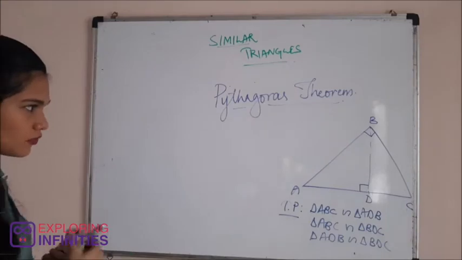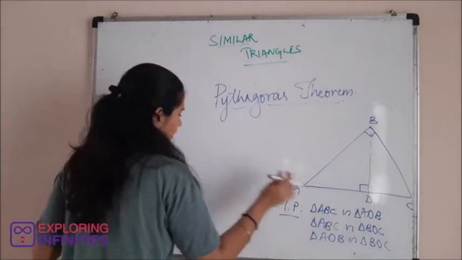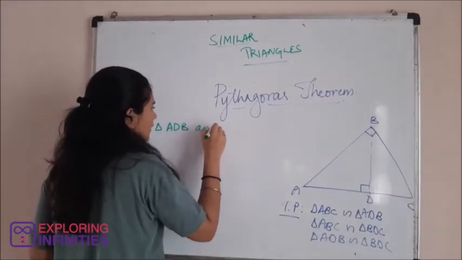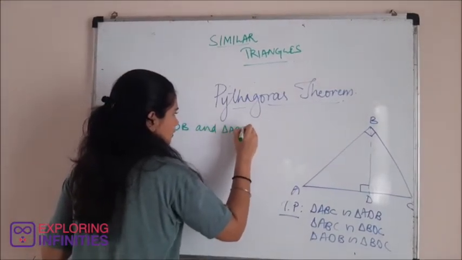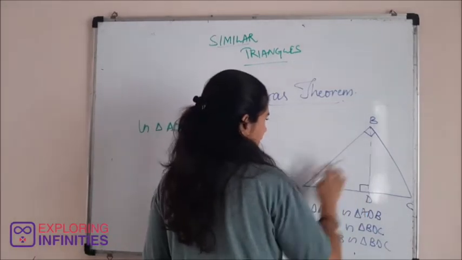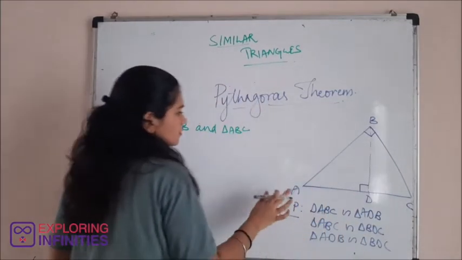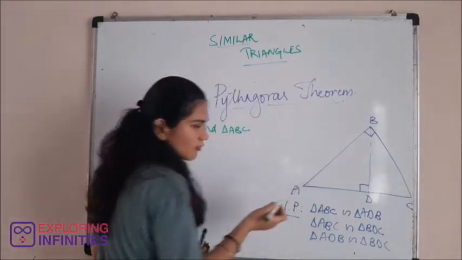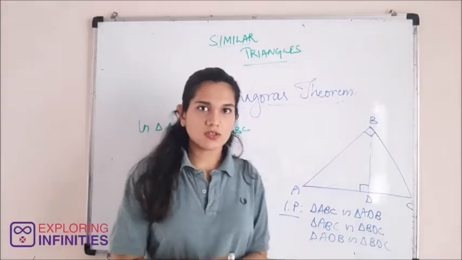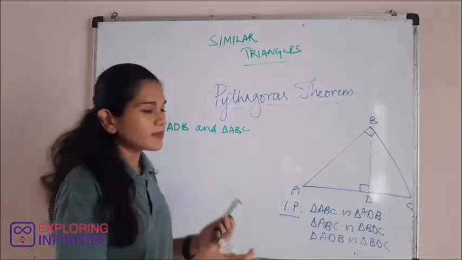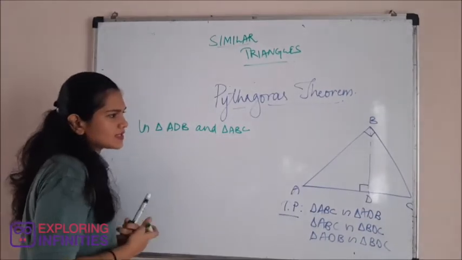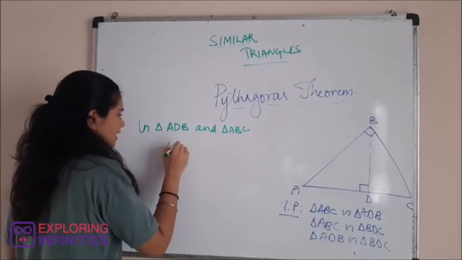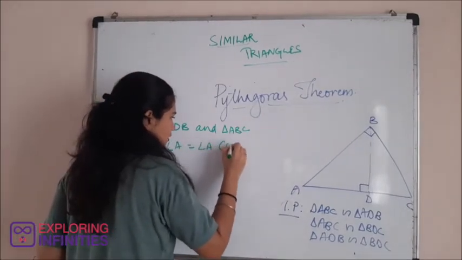So let us get into the proving. Firstly we'll prove the first point. We are talking about triangle ADB and triangle ABC. First things first, what do we have in common? We have angle A in common. In the video before last, we discussed the similarity criteria, so we might use them. You have angle A equals angle A, which is the common angle.